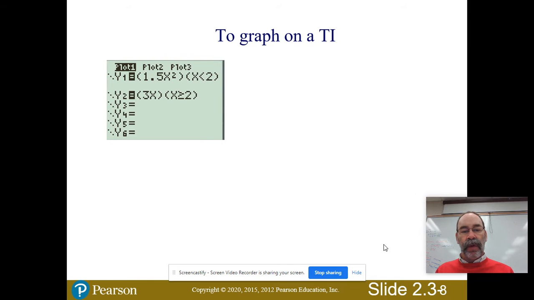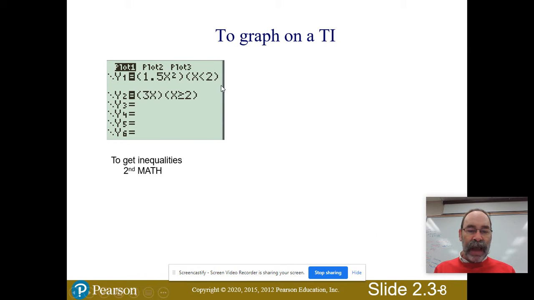How did I do that? Well, let's take a look. So here's what we have. Under y1, I have 1.5 x squared. That's going to be in parentheses, so that defines what your function is. And then in the other set, you've got x is less than 2.